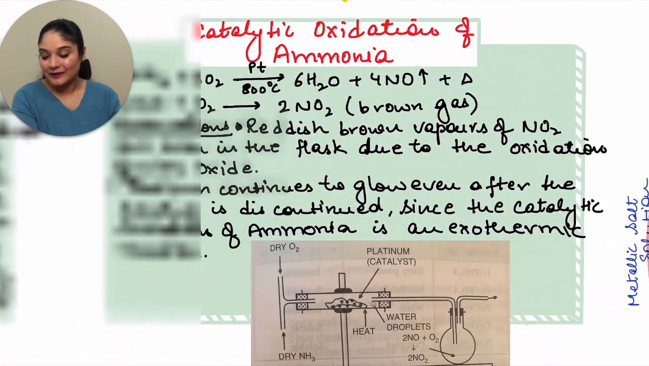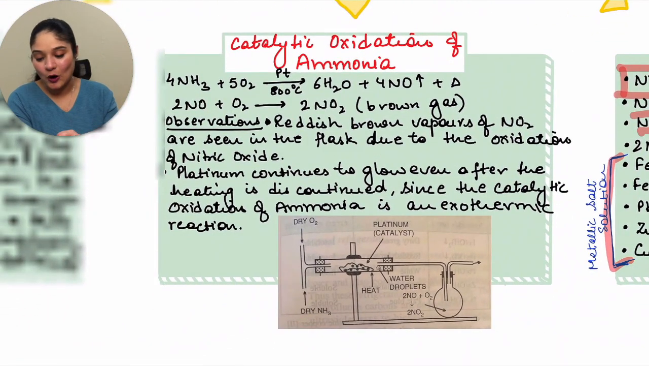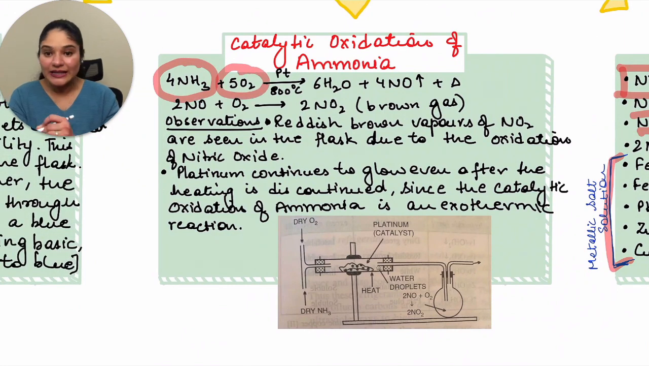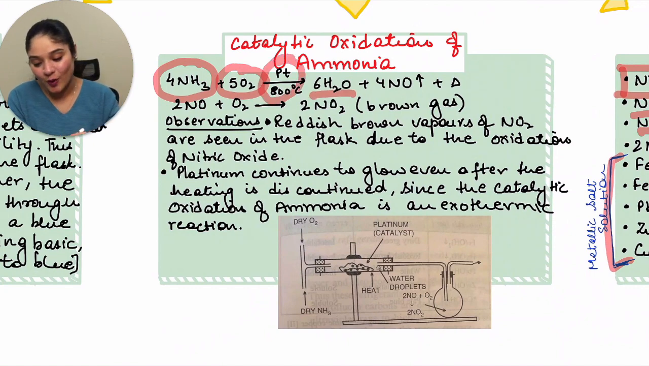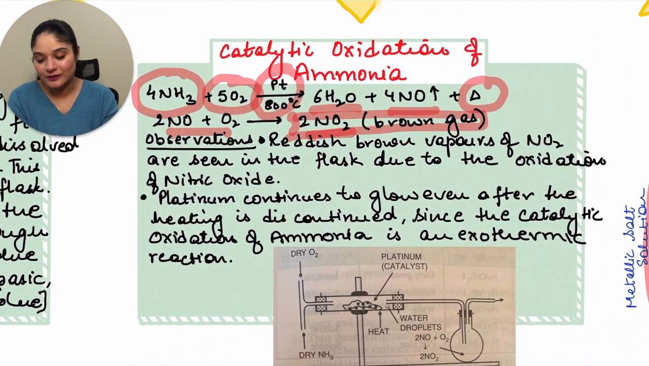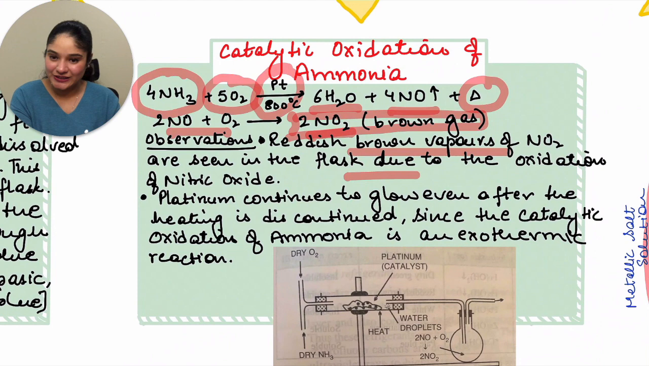Now let's move ahead to the catalytic oxidation of ammonia. So what is happening in this case is ammonia is reacting with oxygen in the presence of platinum at 800 degrees Celsius, giving you water, NO and heat. This NO, that is nitric oxide, reacts with oxygen to give you NO2, that is nitrogen dioxide, which is a brown gas. Okay. So what is the observation here? The observation is reddish brown gas vapors of nitrogen dioxide are seen in the flask due to the oxidation of nitric oxide.